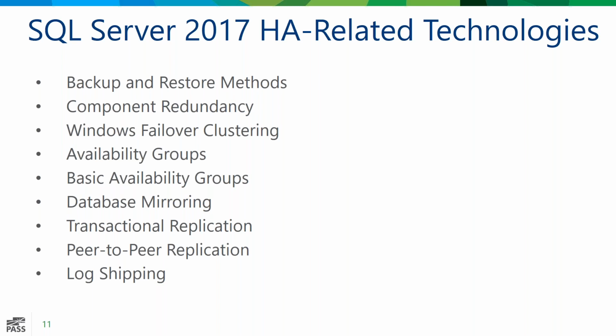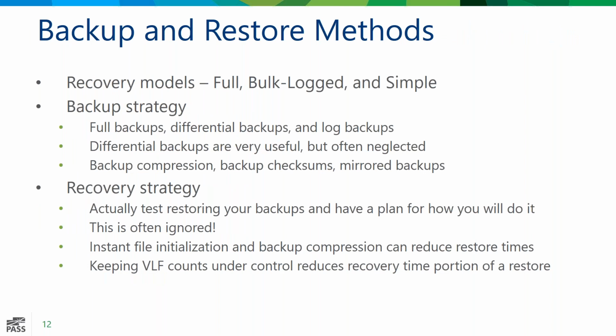So the next thing is component redundancy. Then we'll talk about Windows failover clustering. We'll talk about availability groups, basic availability groups, database mirroring, transactional replication, peer-to-peer replication, and log shipping. We'll cover all of those just at a high level. So the first thing, again, is backup and restore methods.